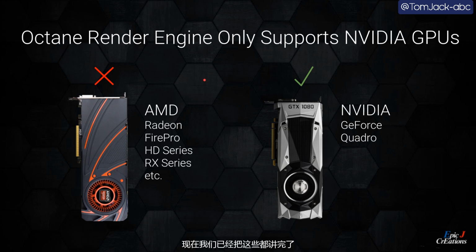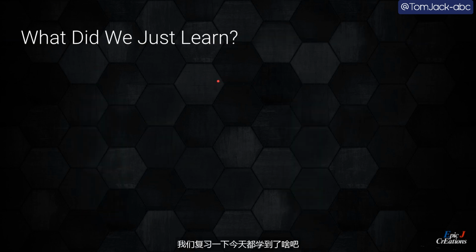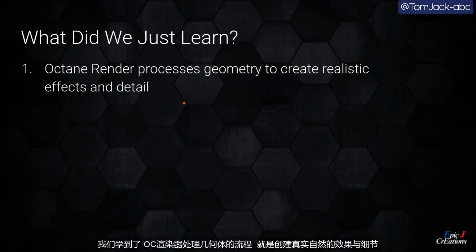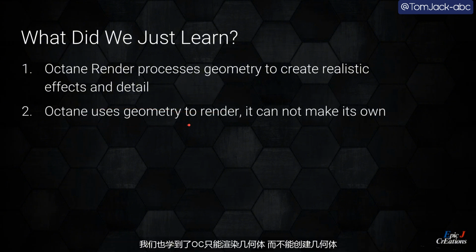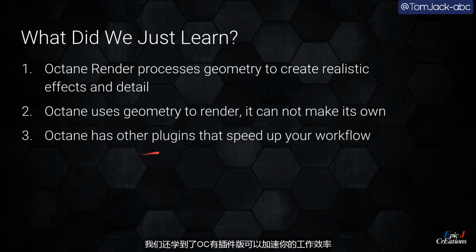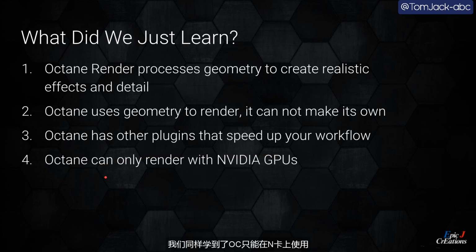Now that we have gone over all of this information, let's finish everything up by going over what we just learned. We just learned Octane Render processes geometry to create realistic effects and detail. We also learned Octane uses geometry to render. It cannot make its own. We learned Octane has other plugins that speed up our workflow. And we also learned Octane can only render with NVIDIA GPUs.